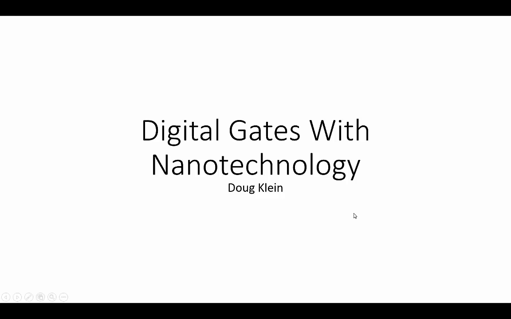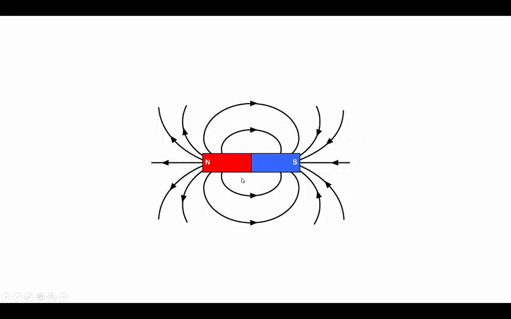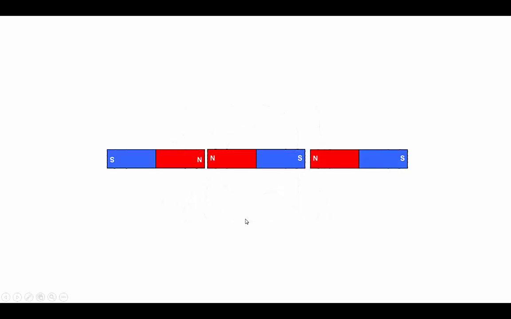Digital gates with nanotechnology. If you look at a magnet, it'll have a positive side and a negative side, which will be represented by the N here for north, and the S here for south will be the negative. And it'll have magnetic waves that will go from the north to the south. If we position three magnets next to each other, the positive will be attracted to the negative, and two positives next to each other will repel from each other.